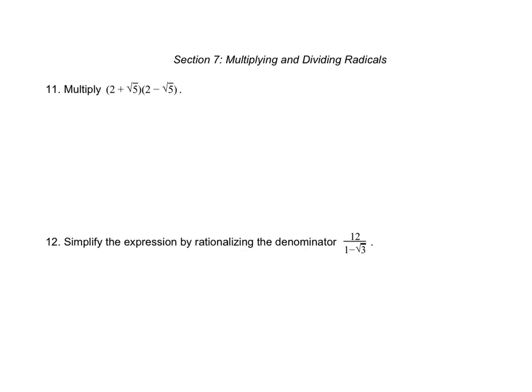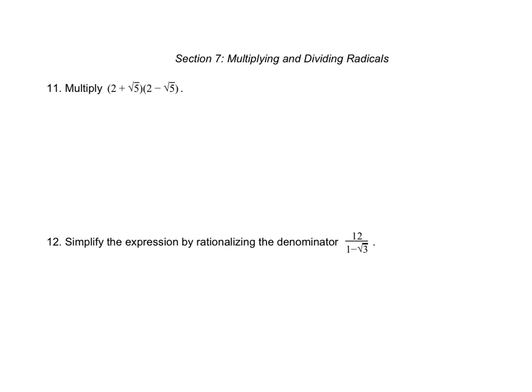So the last section went over multiplying and dividing radicals. So when we are multiplying radicals, we distribute just like we did when we were multiplying polynomials. So everything in the first set of parentheses multiplies to everything in the second.